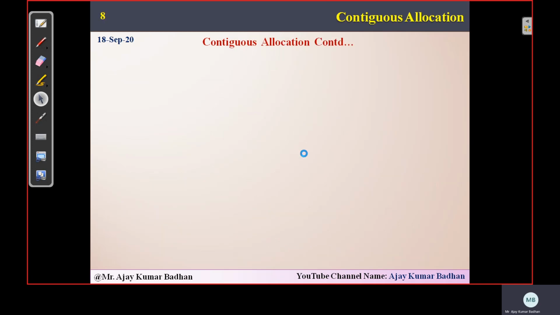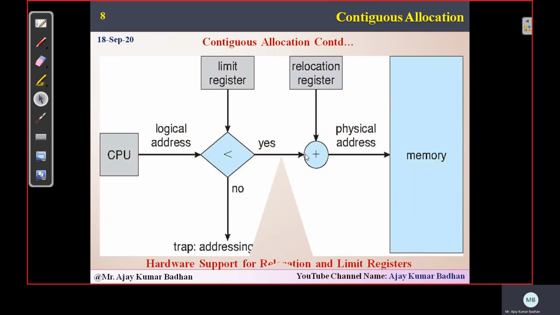I will show you. Here it is. This is the diagram related to your base and limit registers. If you look here, we have the CPU. We know that the CPU will be generating a logical address, the address generated by the CPU whenever we compile a program. Now here we will be using two parameters: the limit register and the relocation register. The relocation register is nothing but your base register. The base register is called the relocation register.